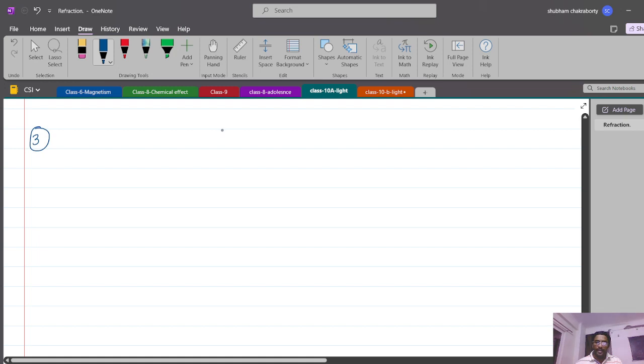Imagine we have now a convex mirror. So we've got the focus here, with the center of curvature here, the object is kept somewhere here, and the image will be somewhere about here. So here's the object, here's the image, here's the pole.